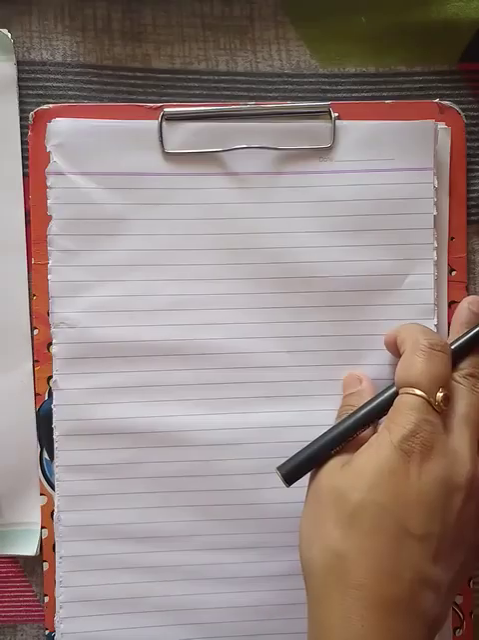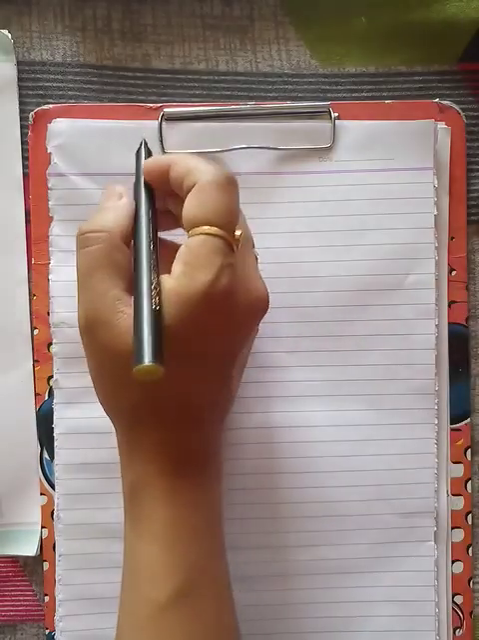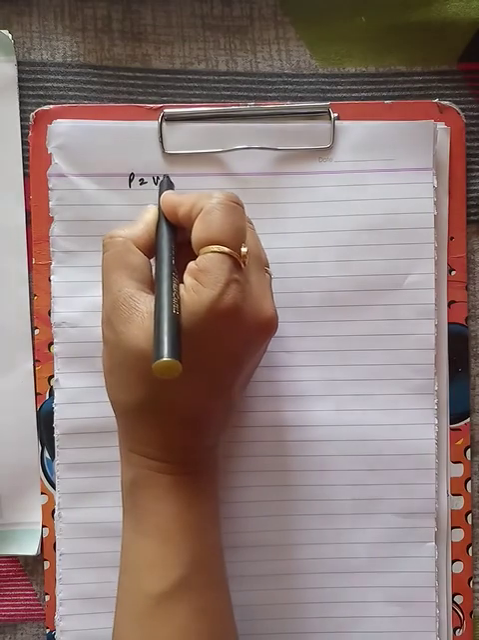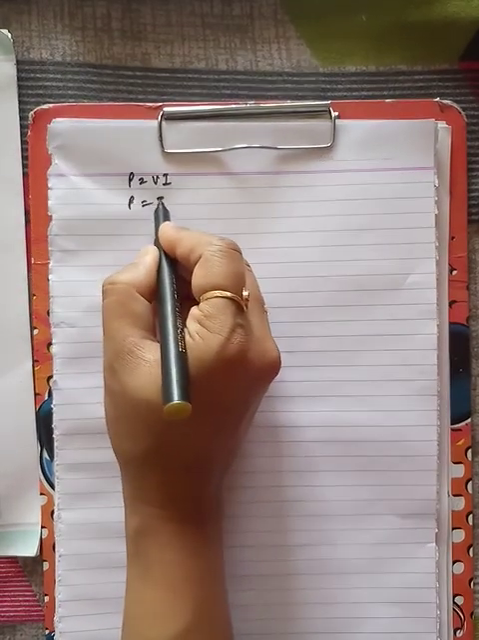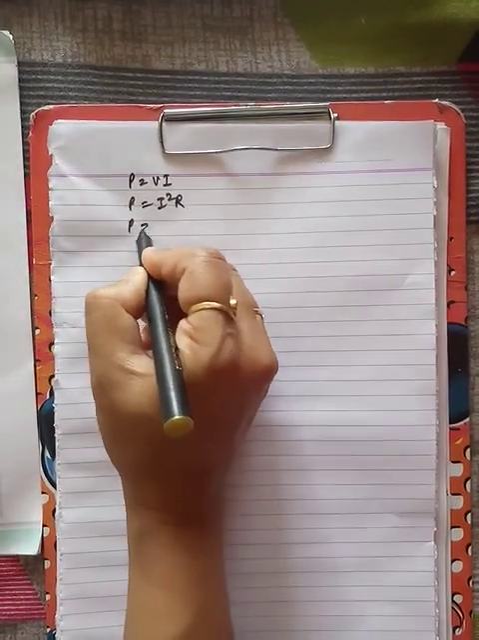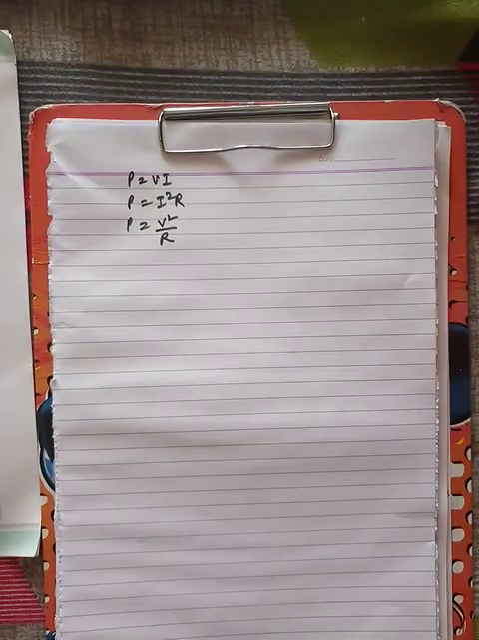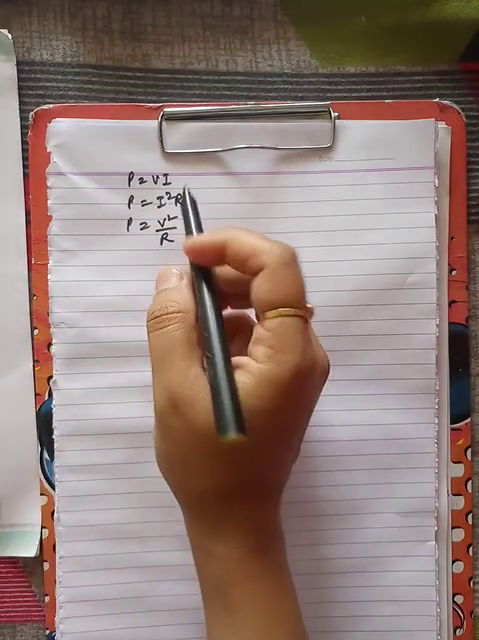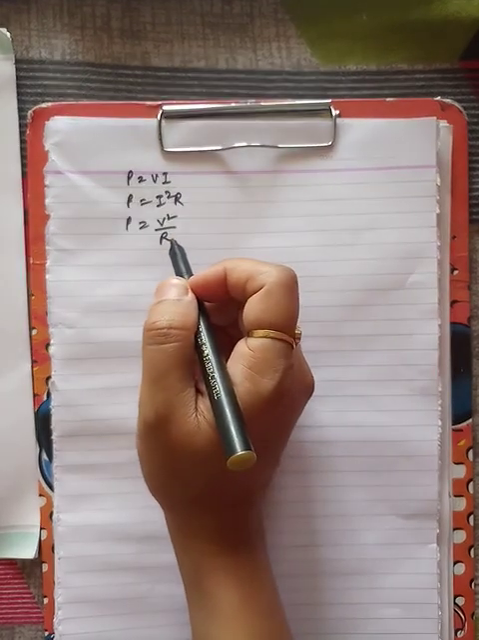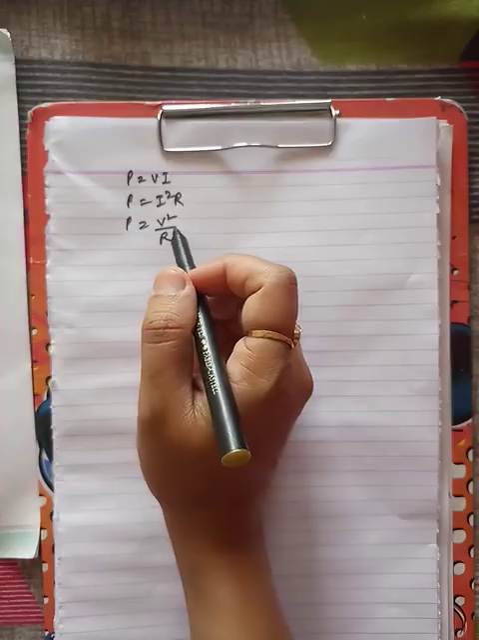Okay, so based on power formulas, power is VI, power is equal to I square R and power is equal to V square over R. These three formulas are for power, and based on these formulas we can have some type of questions like this one.